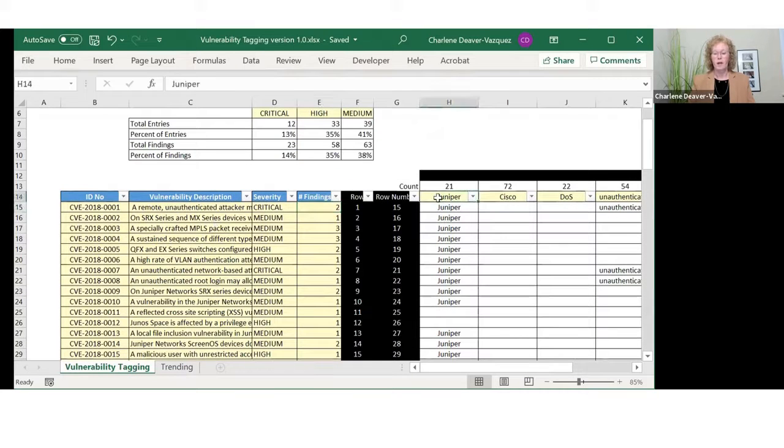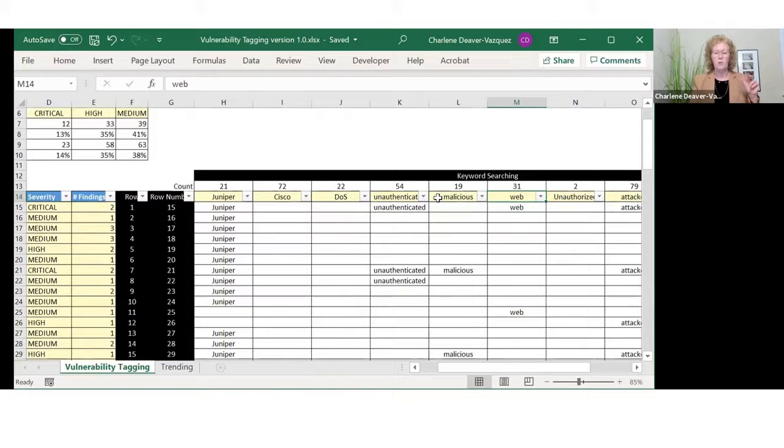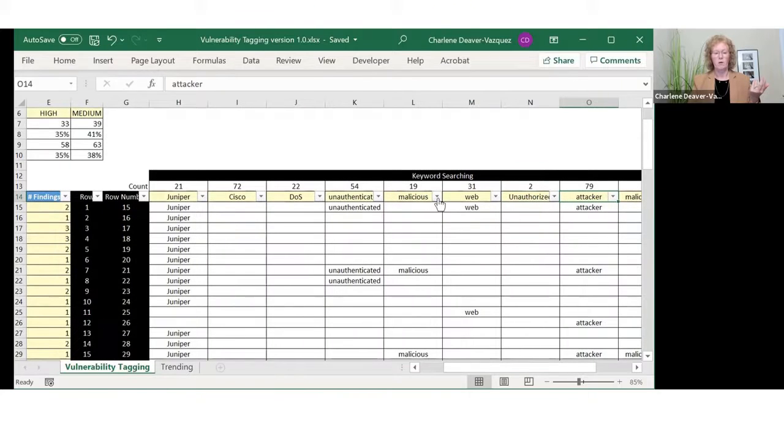This is where the magic happens on the right-hand side. Using your keywords, whatever you're looking for, you put them across the top row. In this case, I've got Juniper and Cisco. If I were to continue and put Microsoft, Apache, some Unix flavors in there, I'm then using this to look at my vulnerabilities by vendor. Makes sense? I put all the vendors across the top and it would execute.